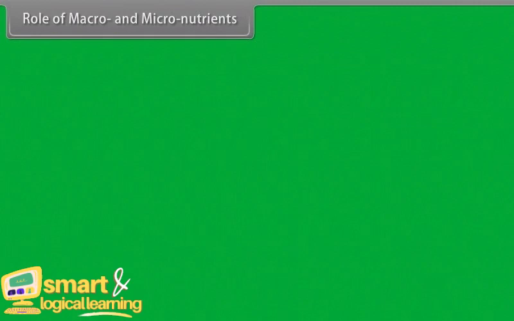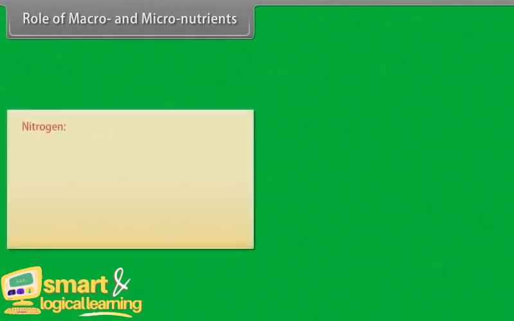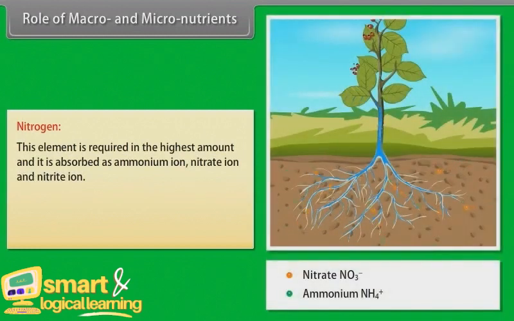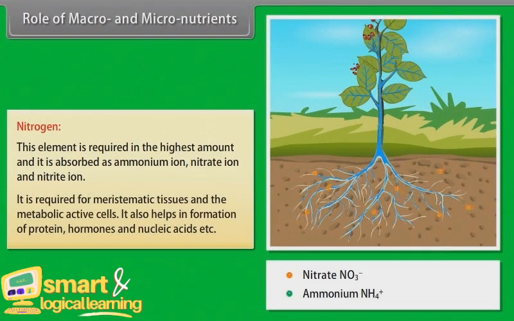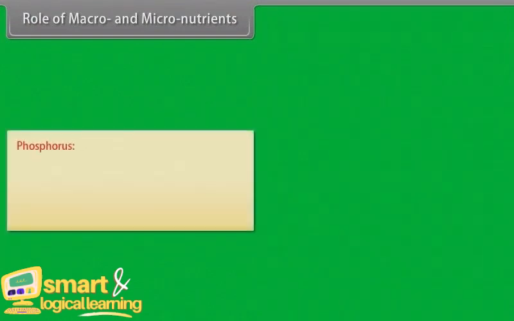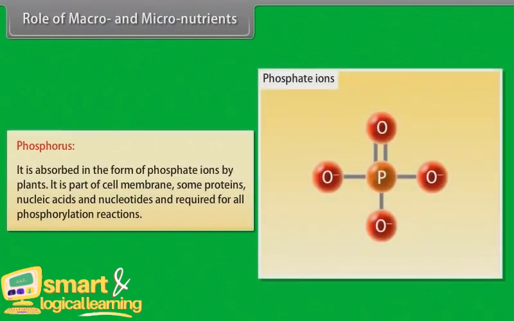Role of macro and micronutrients. Nitrogen. This element is required in the highest amount and it is absorbed as ammonium ion, nitrate ion and nitrite ion. It is required for meristematic tissues and the metabolically active cells. It also helps in formation of proteins, hormones and nucleic acids, etc. Phosphorus. It is absorbed in the form of phosphate ions by plants. It is part of the cell membrane, some proteins, nucleic acids and nucleotides, and is required for all phosphorylation reactions.